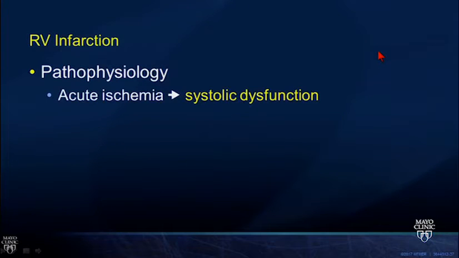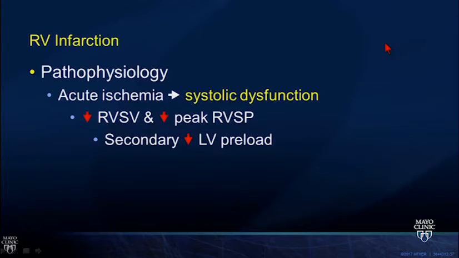The pathophysiology and hemodynamics of this are fascinating. So acute ischemia results in systolic dysfunction. So the RV systolic pressure and the RV stroke volume go down. Because the RV stroke volume goes down, the left heart becomes underfilled. There's reduced left ventricular preload. And normally when we see patients who have an elevated JVP, we think that probably there's high LV preload, but this is a case where it is discordant. The LV is underfilled, resulting in a reduction in cardiac output.